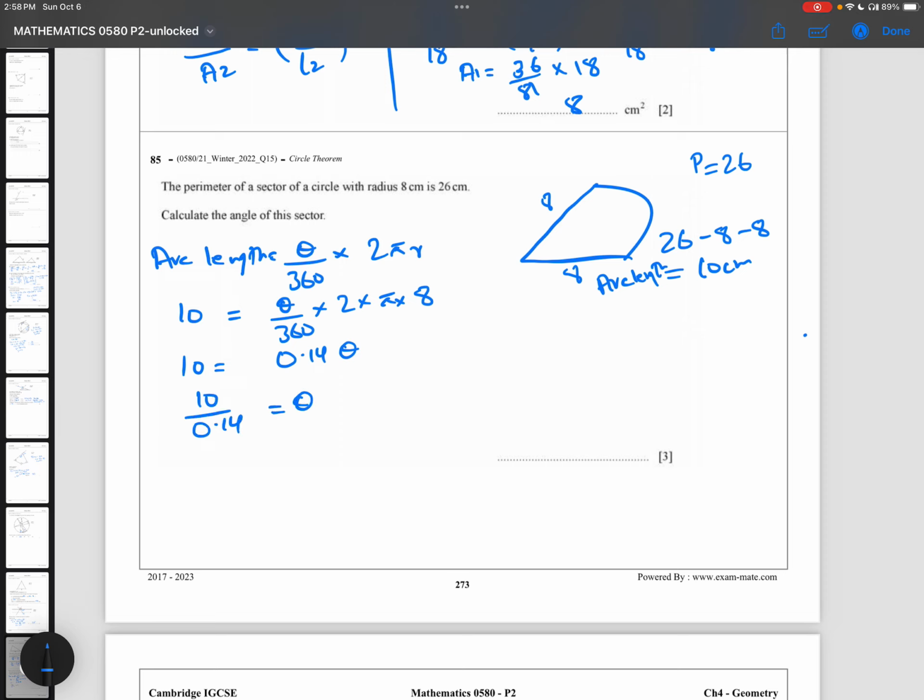So 10 divided by 0.14 gives us 71.42, 71.43. Sorry, this is the angle of the sector.